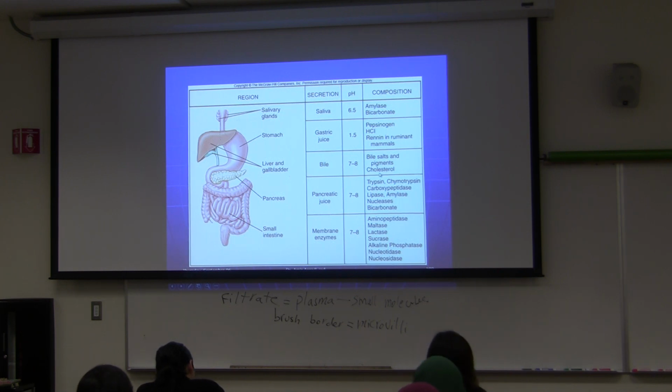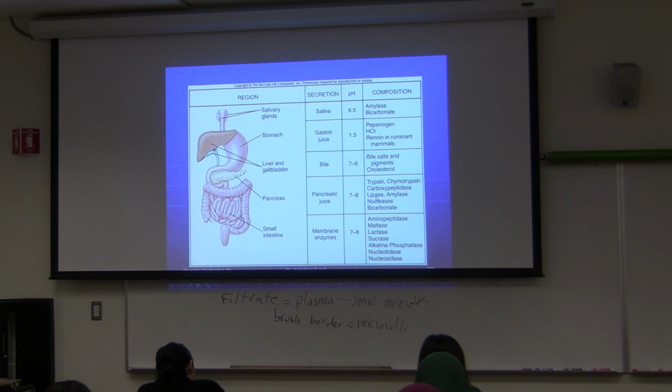Bile salts, pigment, cholesterol, that's bile. It's a biological soap. It's not an enzyme. It breaks down large fat molecules. Now, in pancreatic juice, you have trypsin, which is another enzyme that breaks down protein. Chymotrypsin, carboxypeptidase, lipase, amylase, you all know what they break down.